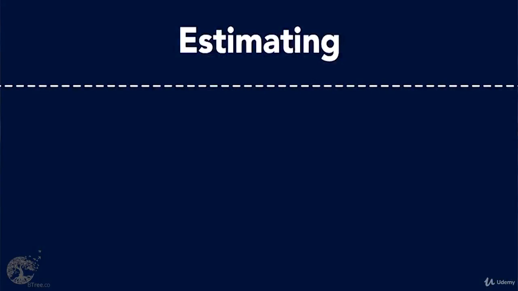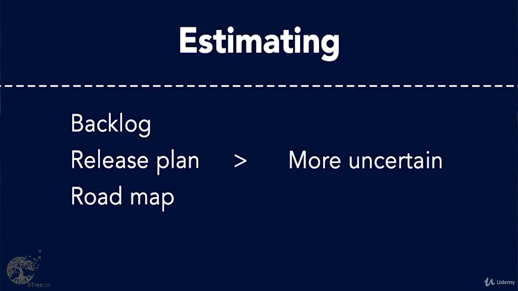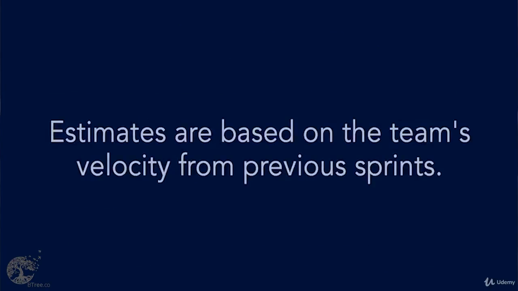This estimating happens with multiple levels of granularity. For items further out in the backlog, in the release plan or roadmap, the estimates have a larger range and are sometimes used as t-shirt size, small, medium, large. For the next upcoming sprints, the estimates are much more detailed and specific and use story points.